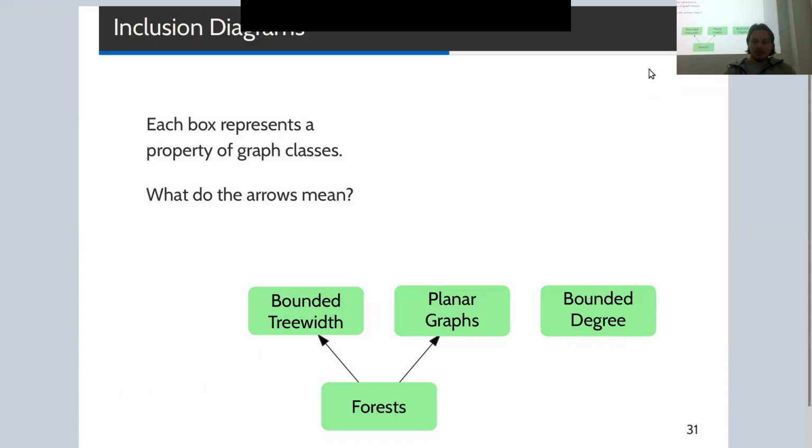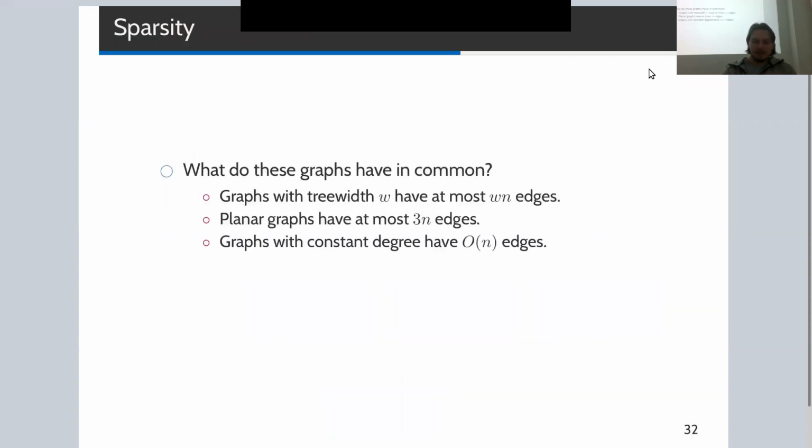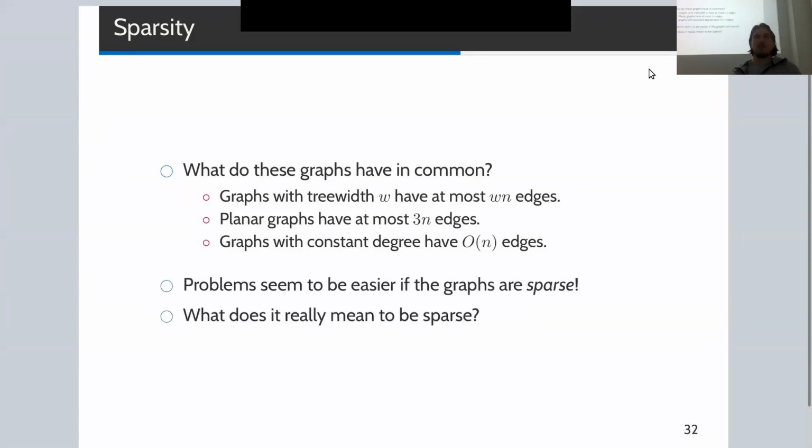Okay, so these four classes should be quite familiar to you guys. And now we could wonder what these classes all have in common. It seems like graphs with bounded tree width only have a linear number of edges. If the tree width is W, then you can show that the number of edges is at most W times n. Similarly, for planar graphs, you can show that they only have 3 times n edges. And of course, if your graph has constant degree, then you also only have a linear number of edges. So it seems like all these classes so far have in common that they're sparse.